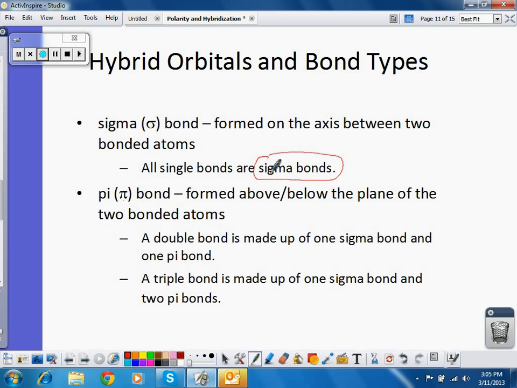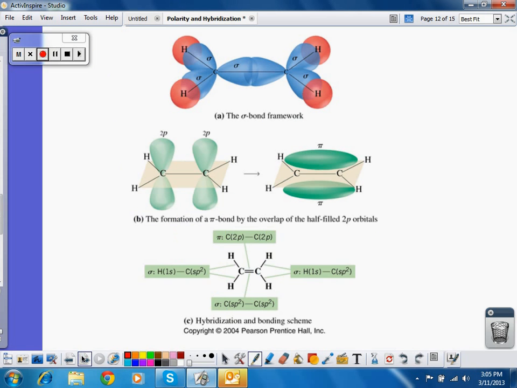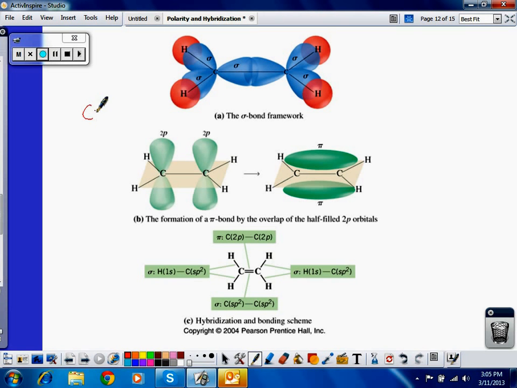Pi bonds are formed above and below the plane of 2 bonded atoms. So if I have a double bond, it's 1 sigma and 1 pi. A triple bond is 1 sigma and 2 pi's. So every time bonds form between atoms, you always get a sigma bond. If you have more than 1 bond between 2 atoms, that's when you get pi bonds. So no multiple bonds, no pi bonds. So what's happening here, and we'll look at CH4. If we look at the Lewis structure for CH4, it looks like this.